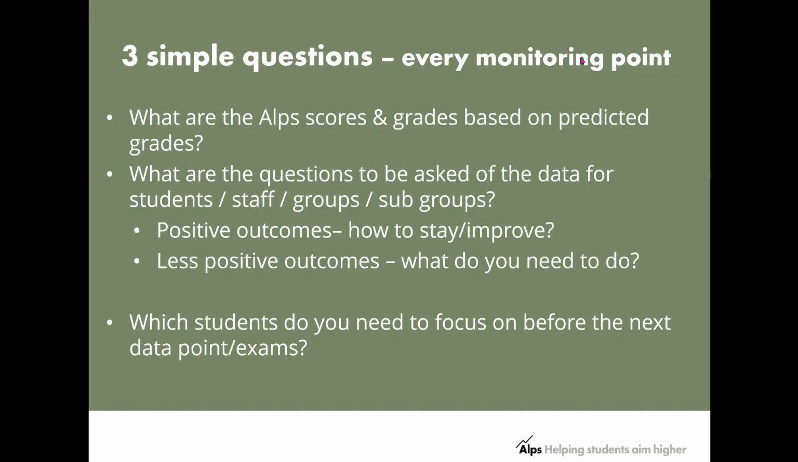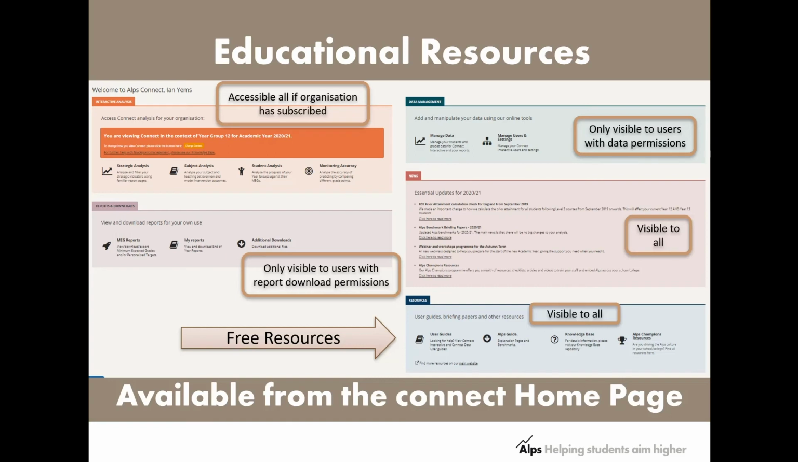Do they need to split them down in particular groups of students, disadvantaged, gender, or any groups that the school is looking at? And where those predicted grades are not leading to where you want to be on the ALPS thermometer, what do you need to do? And that's the crucial bit, because the third question is which students do you need to focus on between now and the next data point.